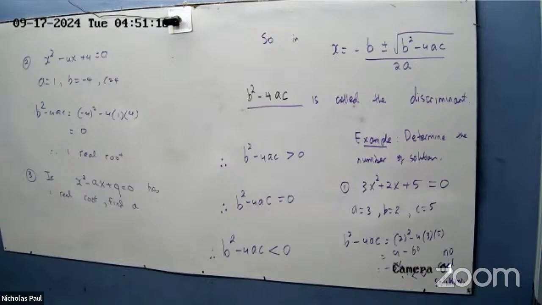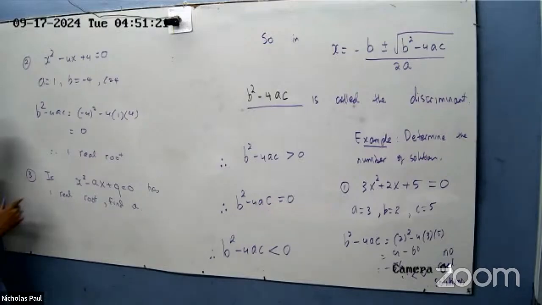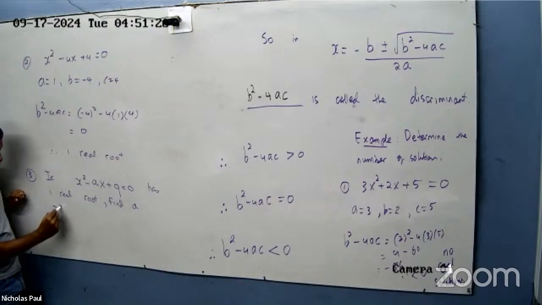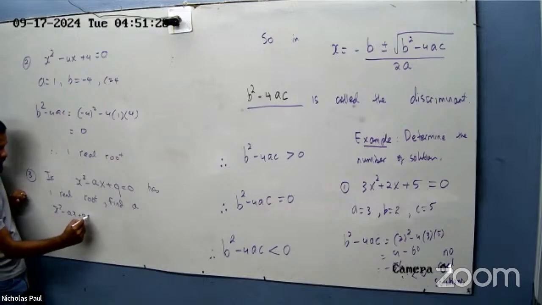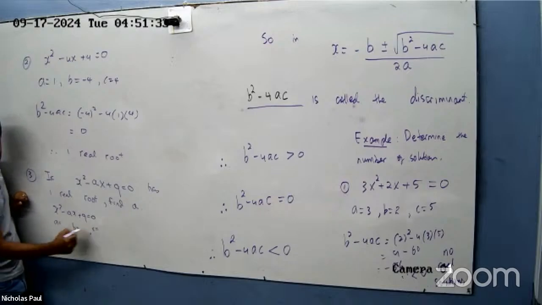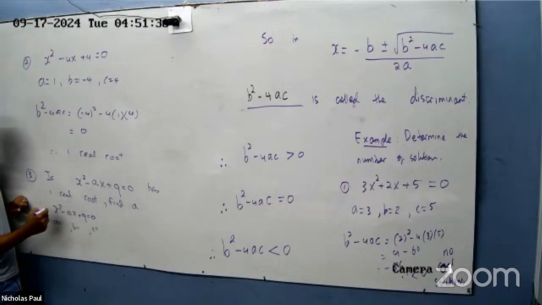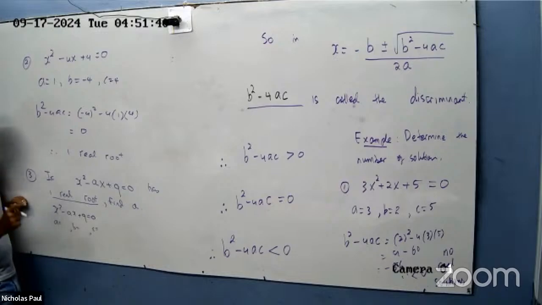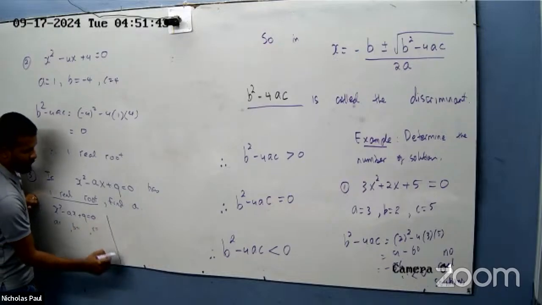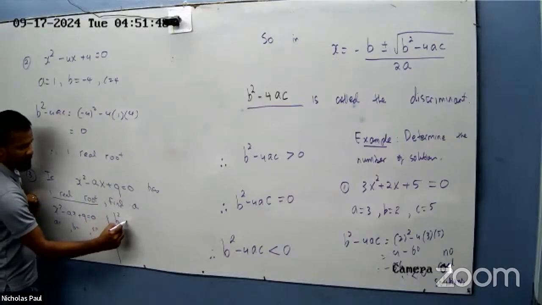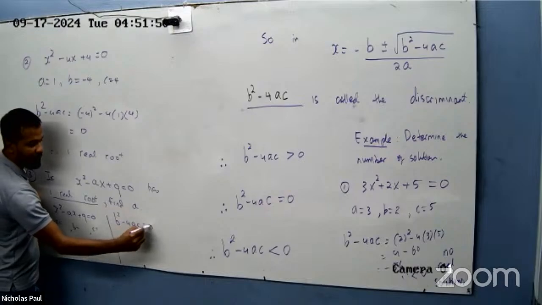Whenever you're doing a question, within the question there's information that you could use. Number one, you have been given some information here. So write that down: x squared minus ax plus 9 is 0. You could write down where's a, where's b, and where's c. What has it told you? It has one real root. What does one real root mean? It means that b squared minus 4ac is equal to 0.